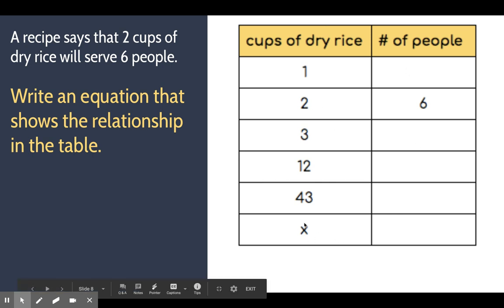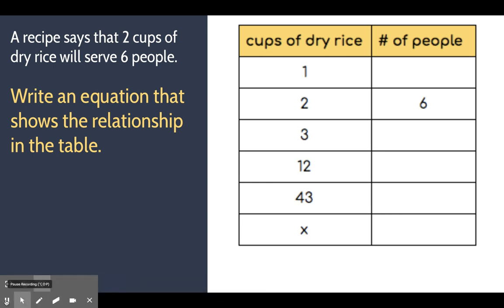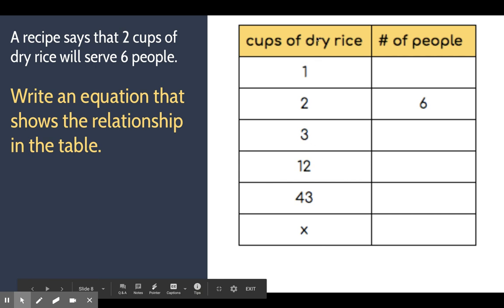So once again, if all I did was multiply all of these values by 3, and I don't know the number of dry rice cups that I have, and it's x, then all I have to do is multiply this x by 3 to figure out the number of people. So this last blank is going to be 3x.